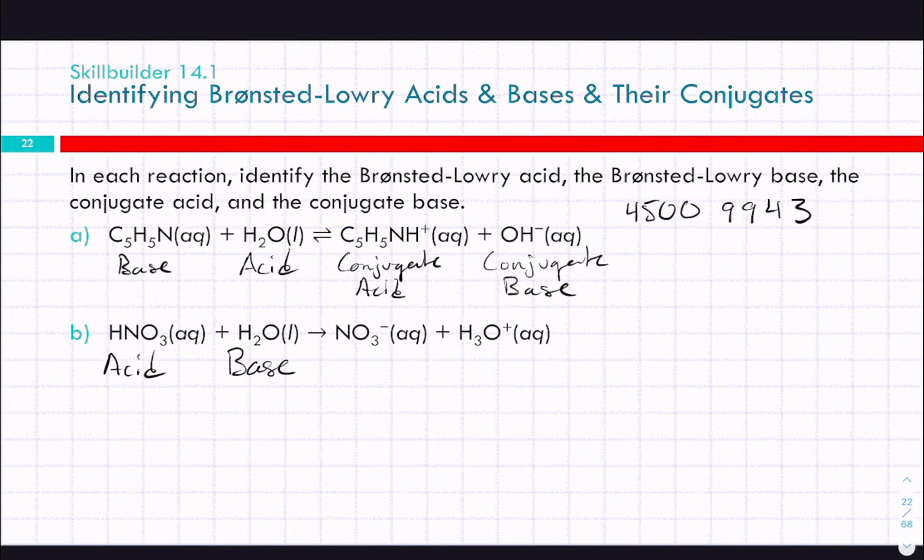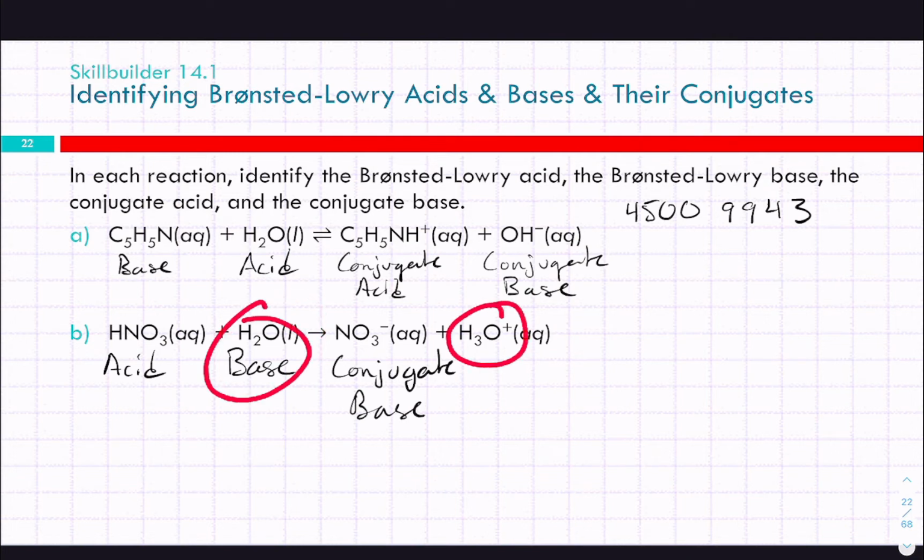Okay, so if we've identified our acid and our base, it's fairly easy to identify what's going to be the conjugate acid and the conjugate base, because it's just the one that matches on the other side, right? So nitric acid became nitrate. So if it's the acid in the reactants, then on the products, it has to be the conjugate base. And then for H3O plus, it has to be the conjugate acid.